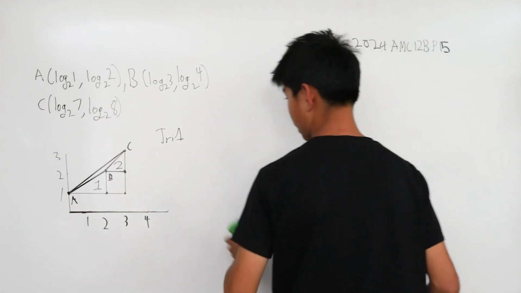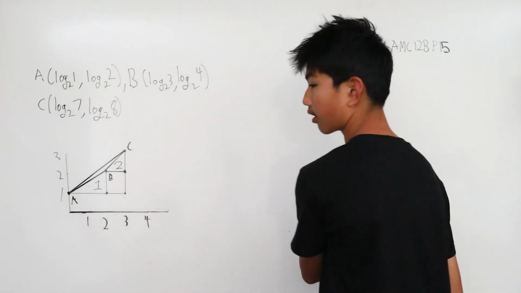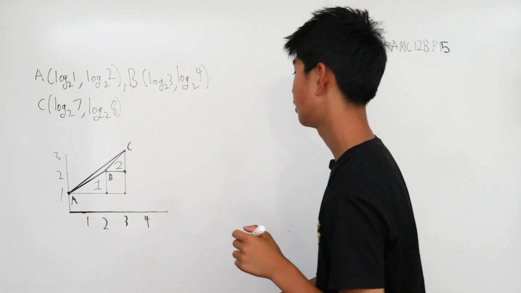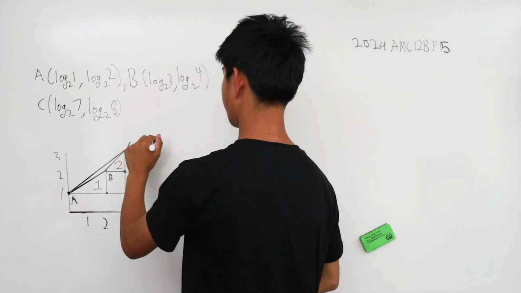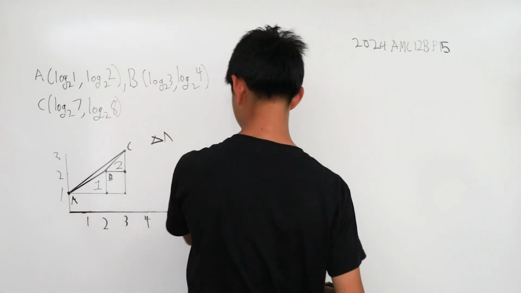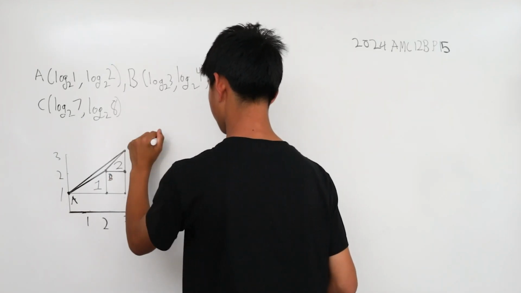Let's first calculate the area of this whole right triangle, because you take the area of the whole right triangle and subtract the parts that we don't need. So this would be the total.